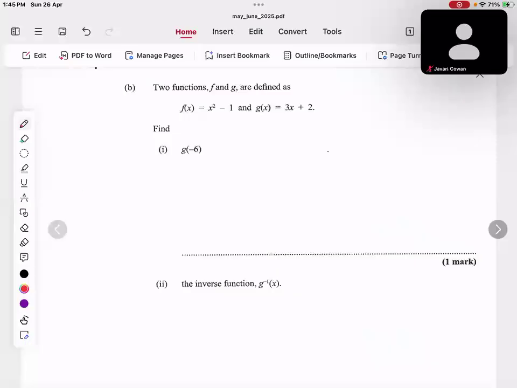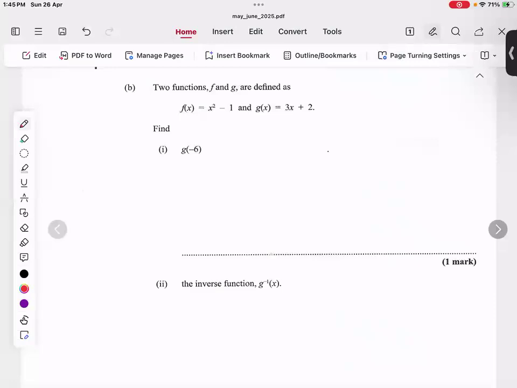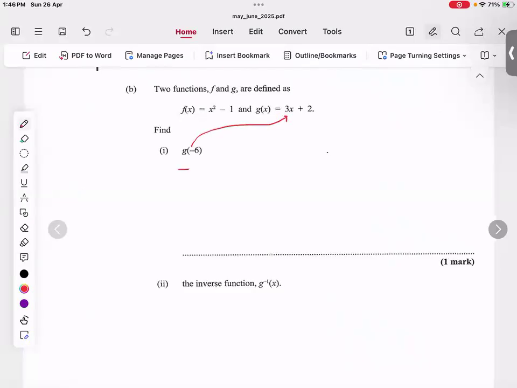So we have two functions, f and g, defined as f of x is equal to x squared minus 1, and g of x is 3x plus 2. We have to work out g of negative 6. So this is what we call an input-output function. We take minus 6 and put it right here and work it out. We're going to end up with 3 times minus 6 plus 2, minus 18 plus 2, which is minus 16. Easy, like a 1 mark.